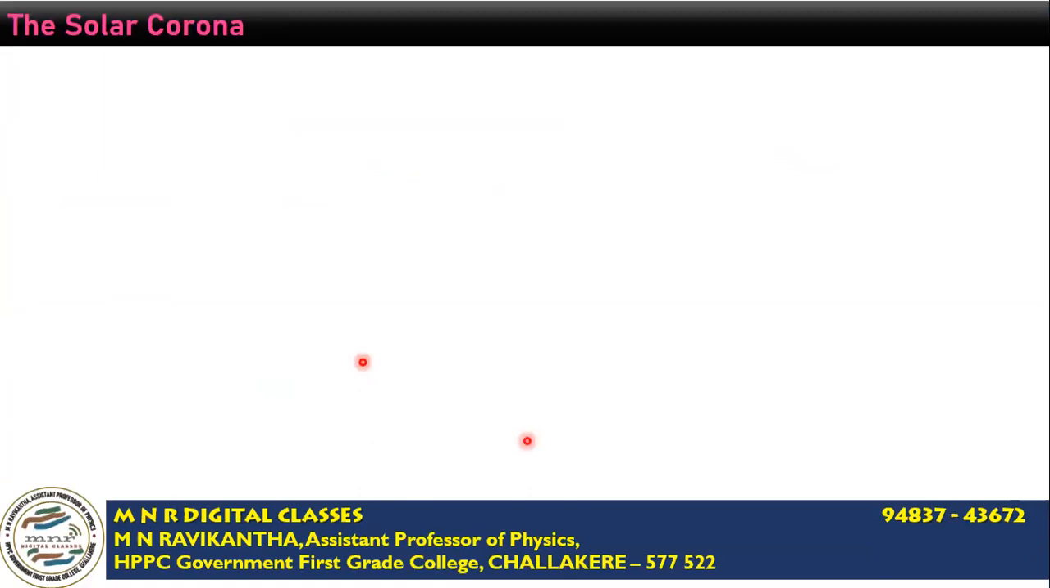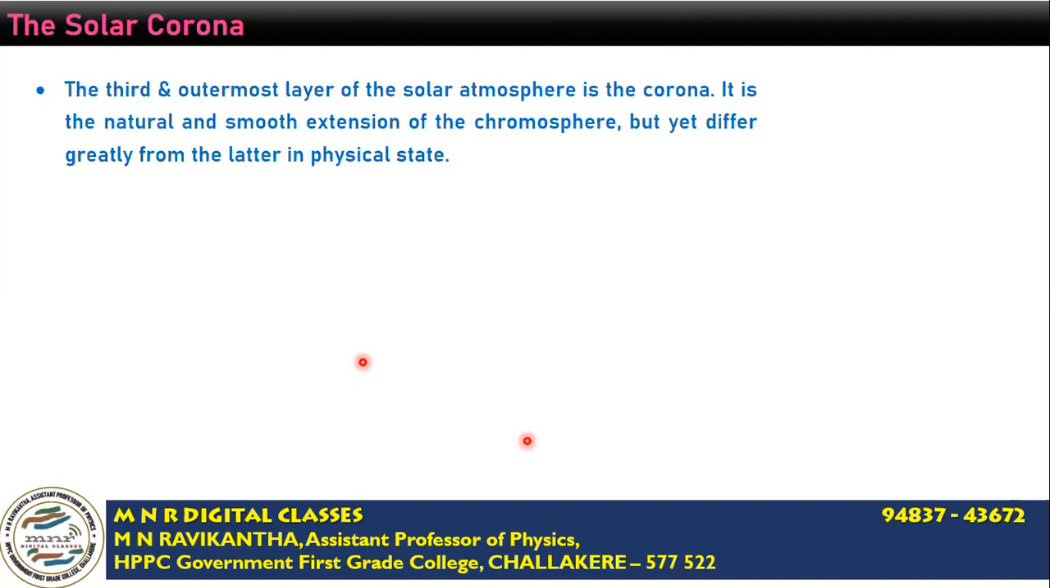The next layer of the solar atmosphere is the corona. This is the third and outermost layer of the solar atmosphere. It is the natural and smooth extension of the chromosphere, but yet it differs greatly from the latter in its physical state. The corona is not as bright as the photosphere, hence it can only be seen when the photosphere is blocked out in some way, that is, during a total solar eclipse or by using the coronagraph.